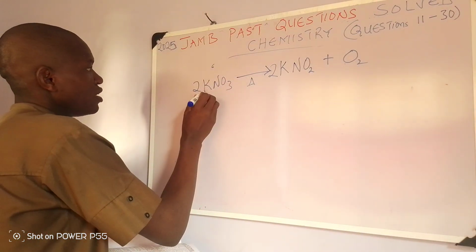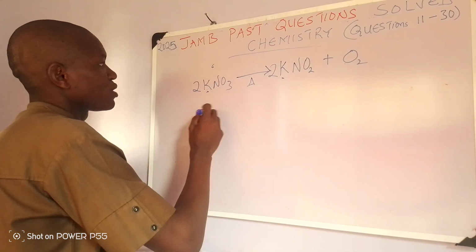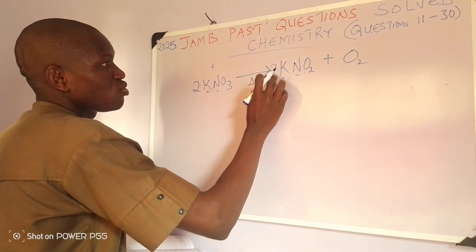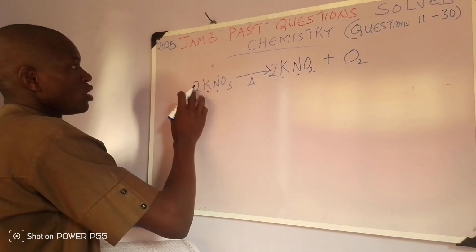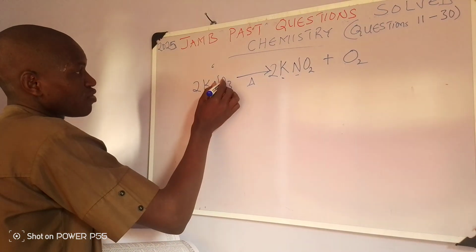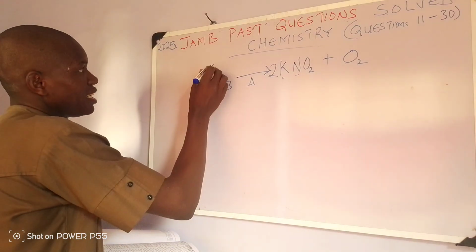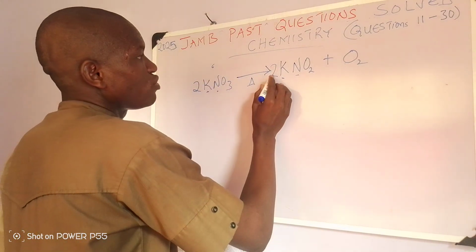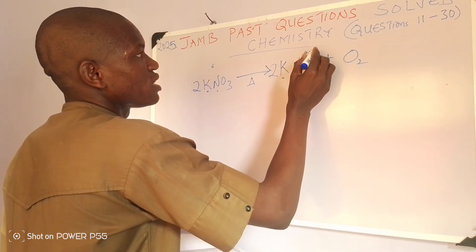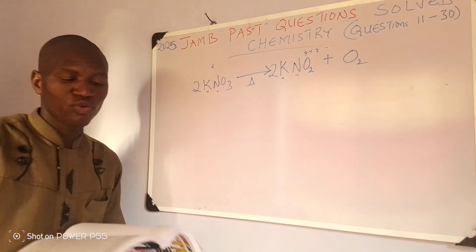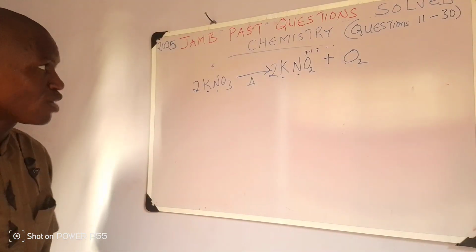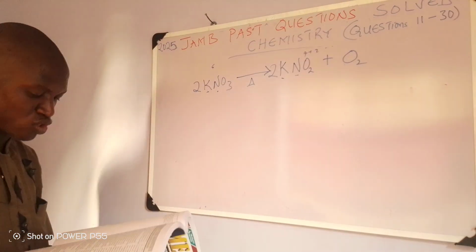Let's cross-check again. 2 atoms of potassium, 2 atoms of nitrogen, because this 2 is for everything here. 6 atoms of oxygen, because this 2 is for oxygen and this 3 is for oxygen alone. So it will be 2 times 3, that is 6. So here we have 2 times 2 for oxygen, 4, plus 2 here, which is 6. So our equation is balanced. You also need to know how to balance equation because it's part of the questions you are going to see. Let's quickly move to the next question.